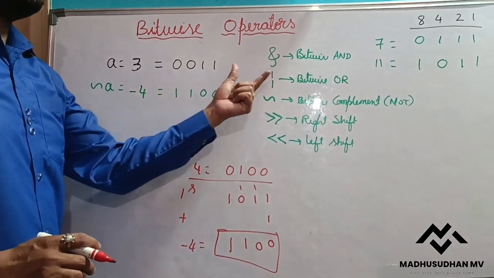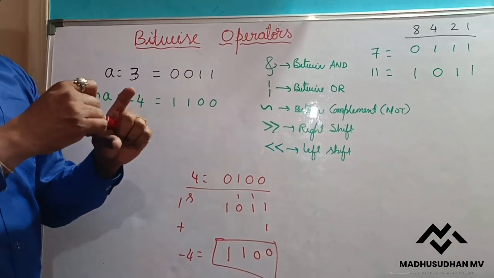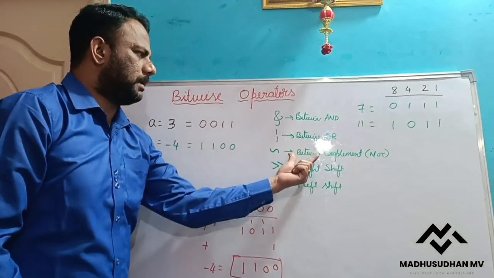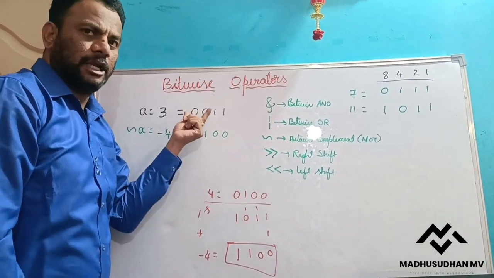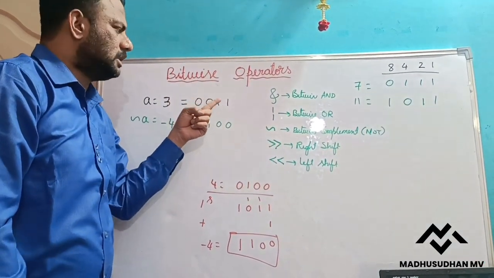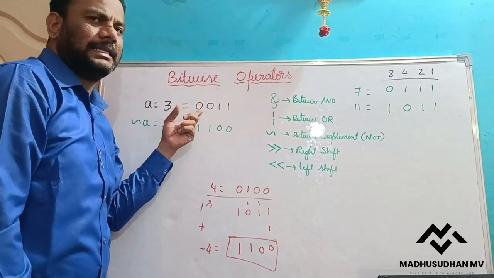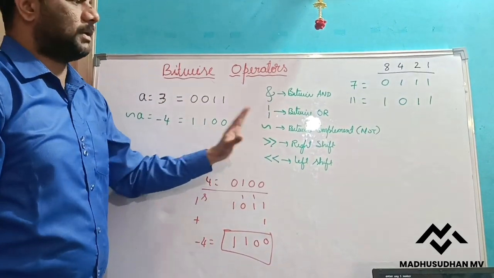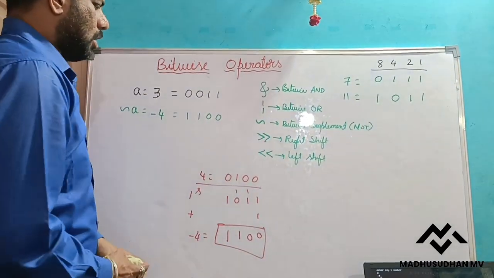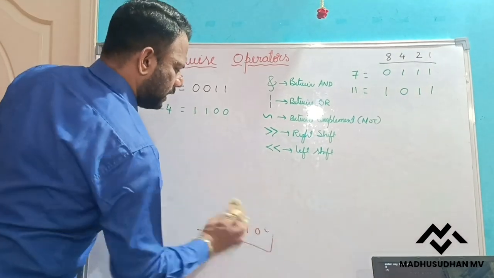Okay, this is how bitwise complement works. In simple terms, bitwise complement or bitwise NOT operates on the individual bits of the number and converts each one to zero and each zero to one. That's it, bitwise complement. Now let us see how the right shift and left shift operators work.